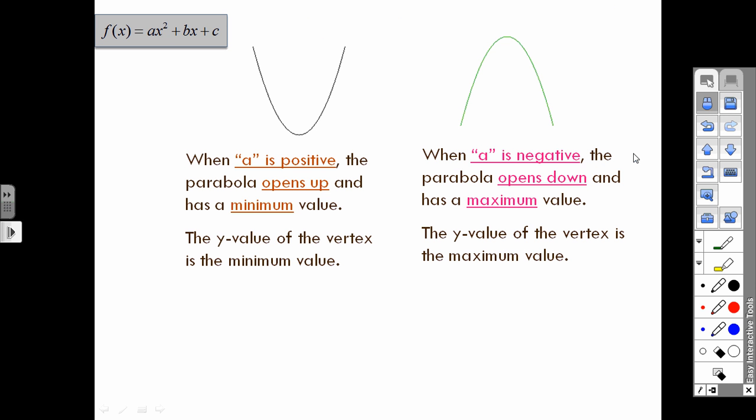Oh, we're not going to try another one yet. We're going to talk about this. Sorry. All right, so if we have, once again, our standard form of our quadratic, you have two options here.